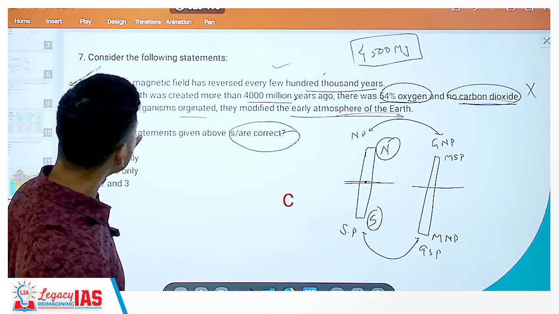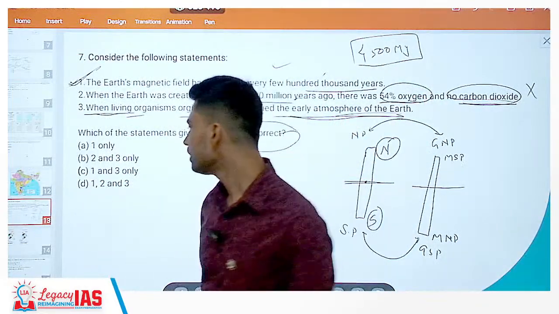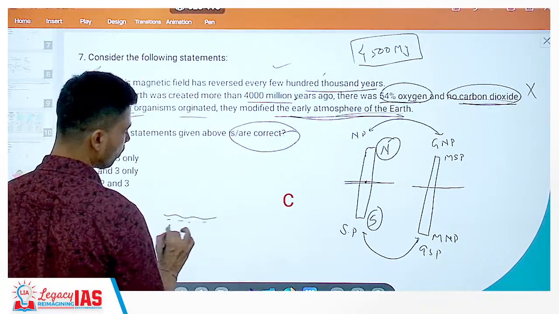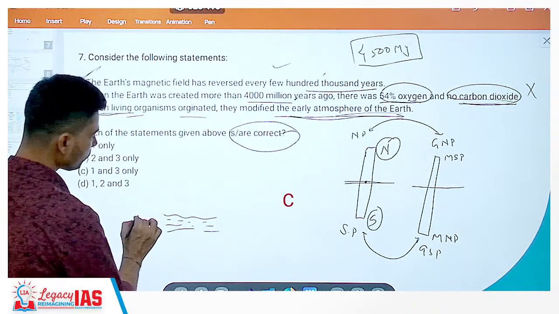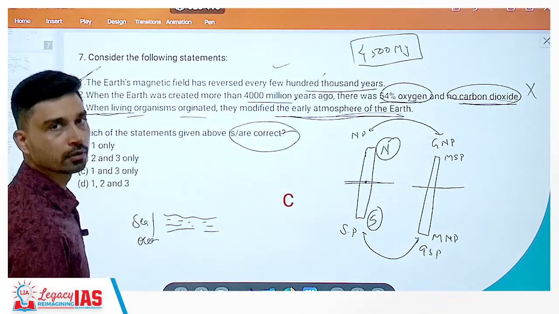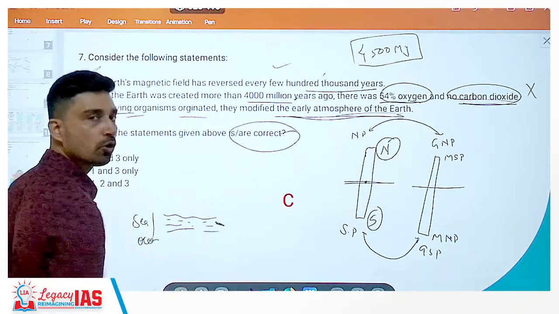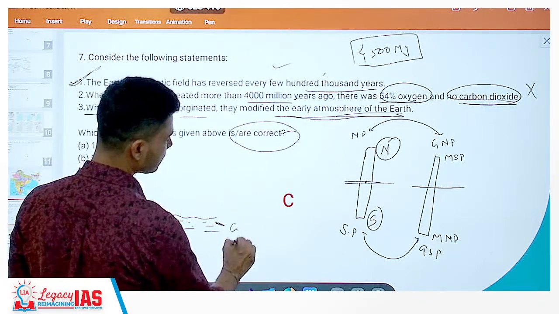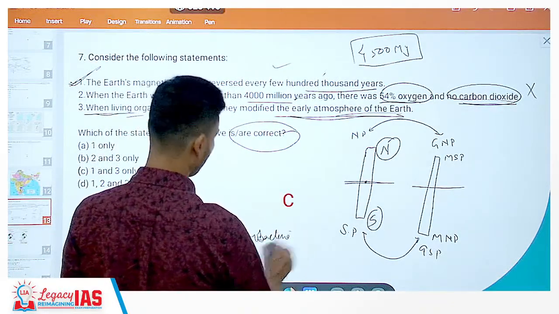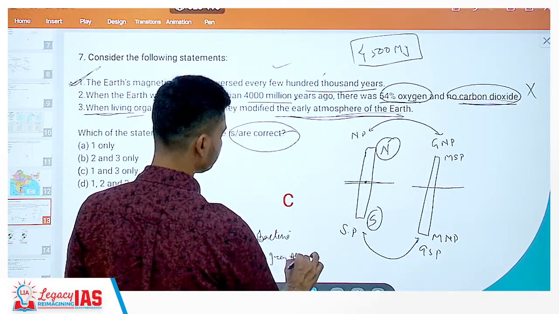The third statement is that when living organisms originated, they modified the early atmosphere of the earth. This is indeed correct, and one simple example we can take from here. We know that due to continuous rainfall on the earth, we have the formation of sea or ocean. Now due to this, the first microscopic organisms developed in the sea or the ocean areas, which were called cyanobacteria, or also the other term used for them is blue-green alga.